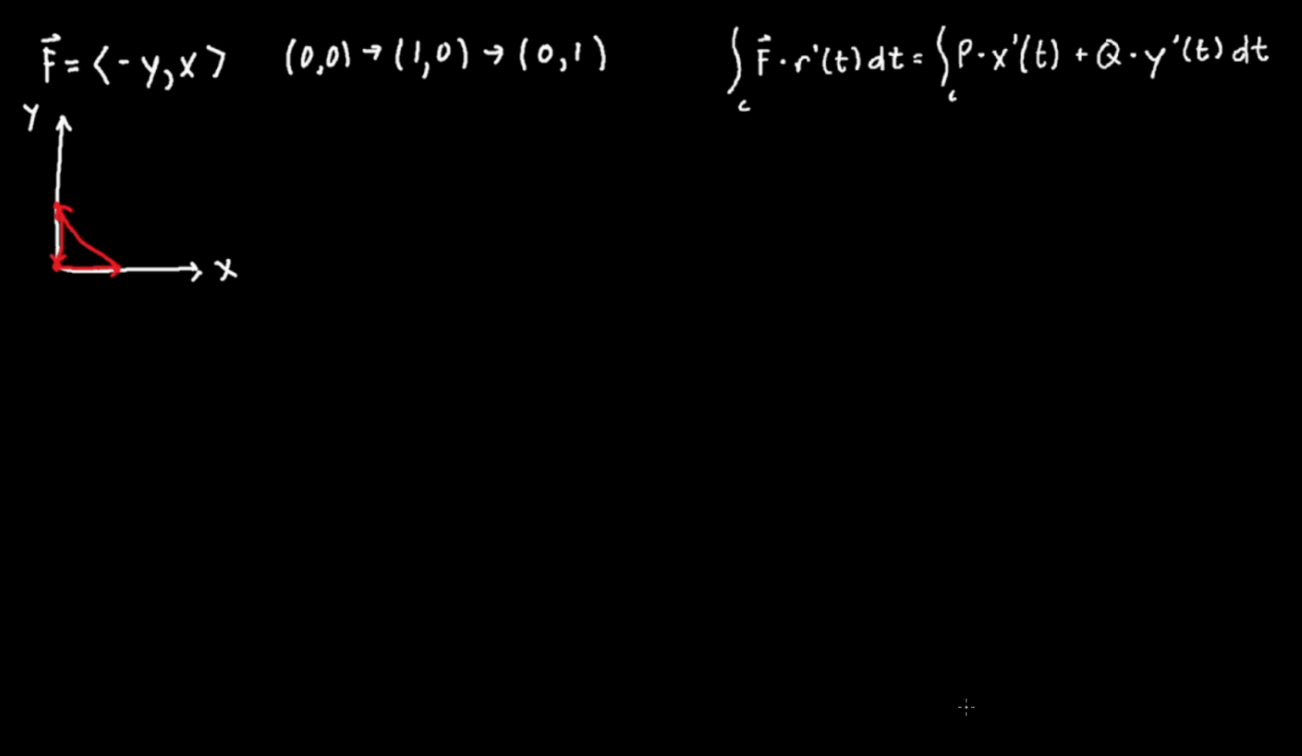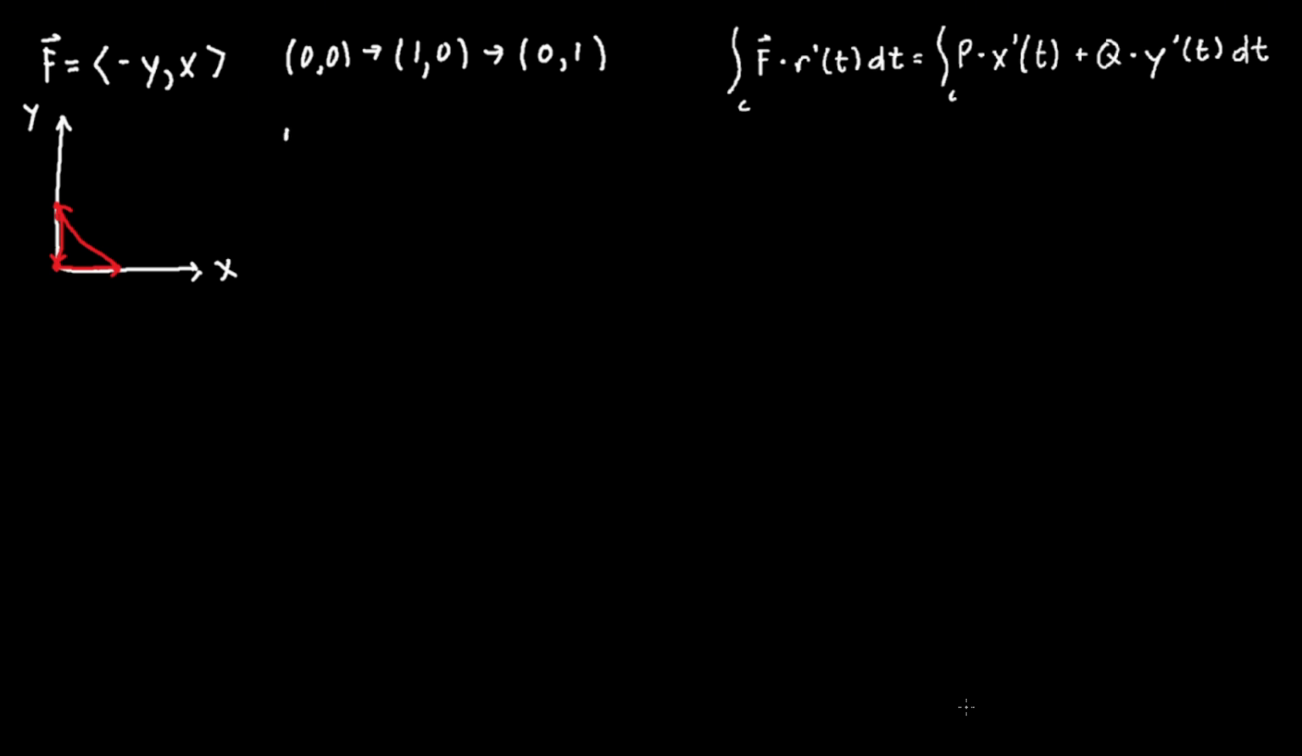You don't have to parameterize the entire thing, guys. All you have to do is parameterize just each line segment one by one and add it all together. So this is the hard part about line integrals of vector fields or vector line integrals. They're kind of annoying due to the fact that you have to add all the things together. So we have to do 3 vector line integrals for this.